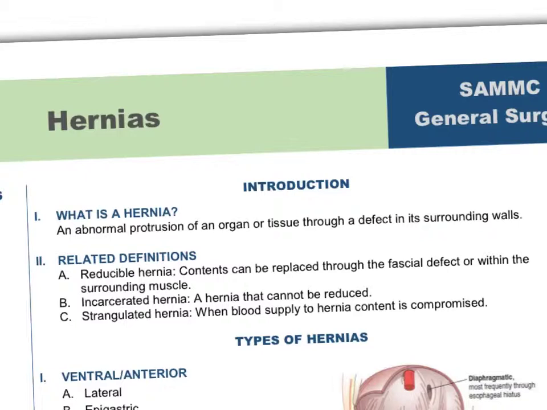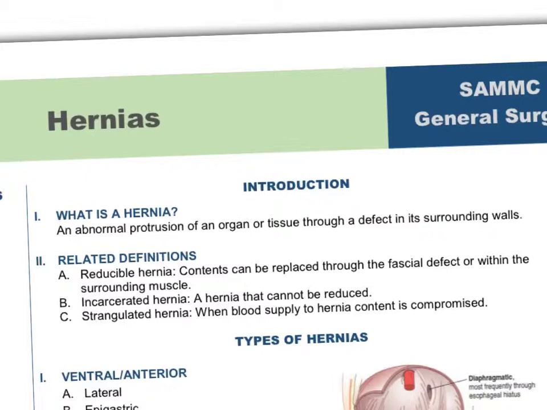A reducible hernia is one where you can feel the defect. You can feel something through it. You can feel the hernia itself in the sac, but you can push it and its contents back to the fascial defect that it's associated with. An incarcerated hernia is one in which you cannot do that. A strangulated hernia is one in which the contents of the hernia are at risk, secondary to a compromised blood supply.